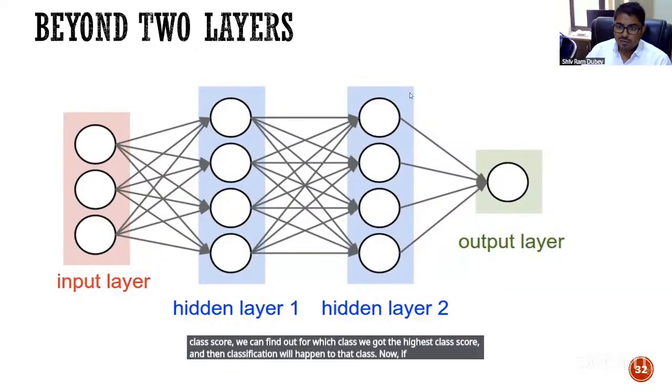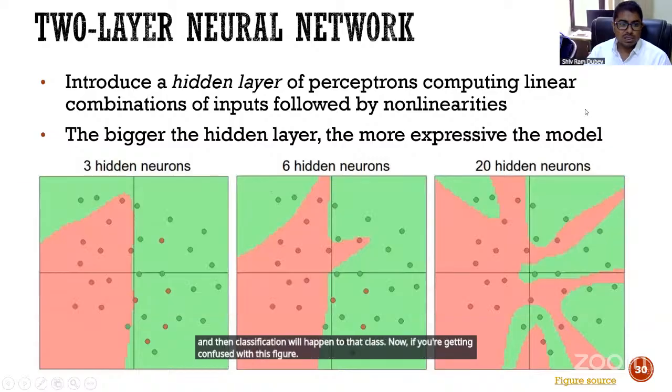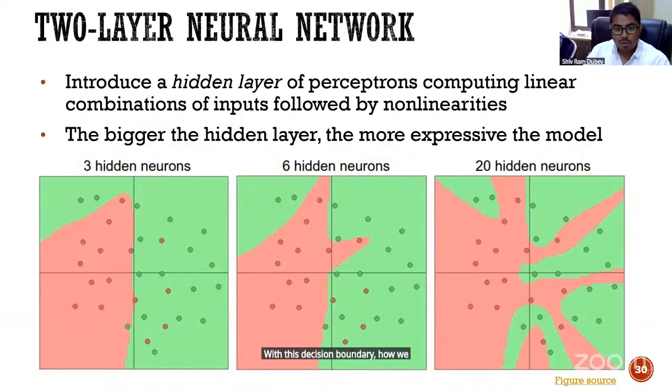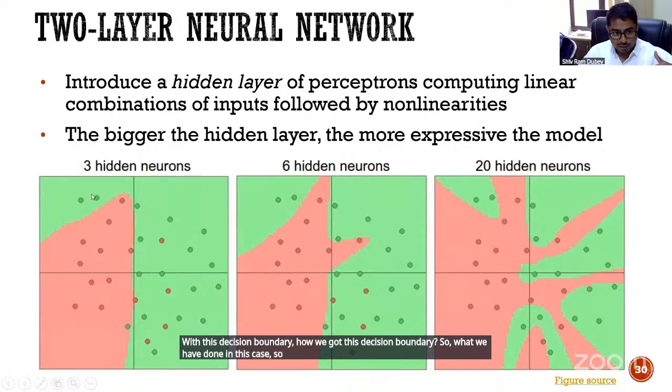Now if you are getting confused with this figure, with this decision boundary, how we got this decision boundary: what we have done in this case is that every input, every place, is considered as the input and given to the neural network, and based on that we are finding in which class it is belonging, and then we are just plotting this.